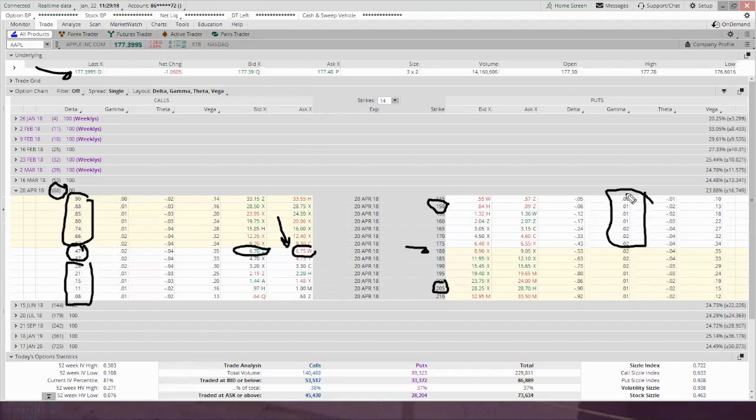Because look at the delta of the 145 call. It's 5%. Look at the delta of the 210, 8%. It's around a 13% chance. You subtract that from 100, you get an 87% chance that we're going to be in this range between now and this April expiration.